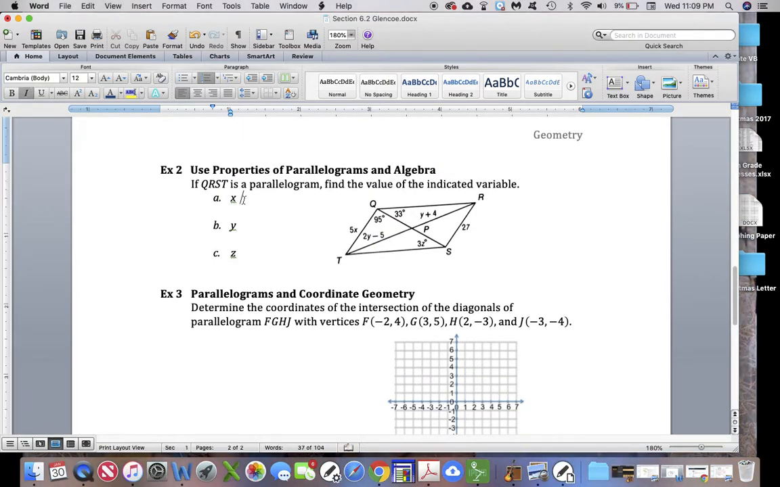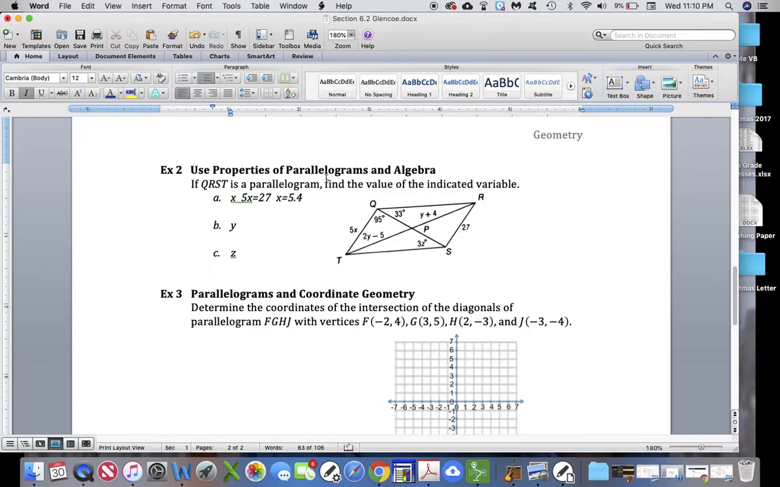So they want to know what x is. QT is 5x, and that's going to have to be the same length as RS. So 5x would have to be the same thing as 27. If you divide by 5, x is 5.4. So solving for x, that's setting those sides equal to each other. Now solving for y.